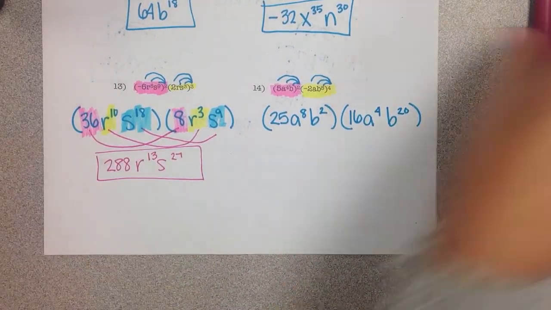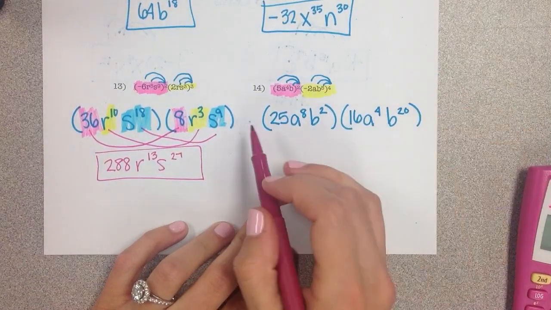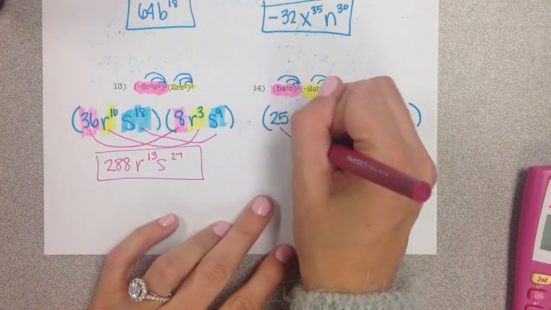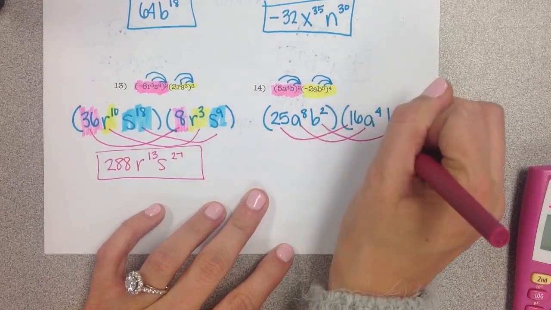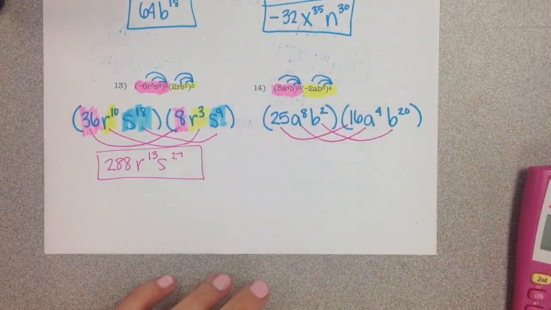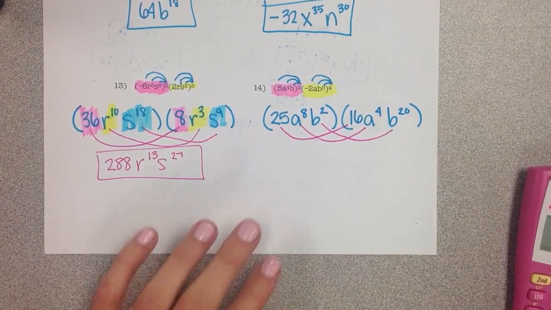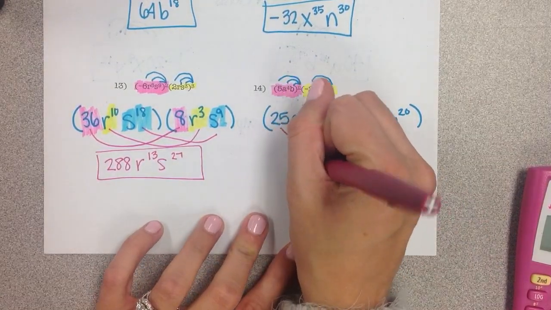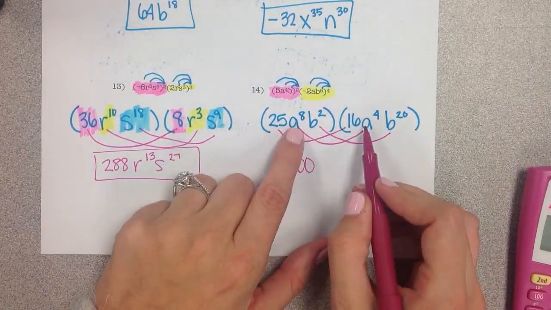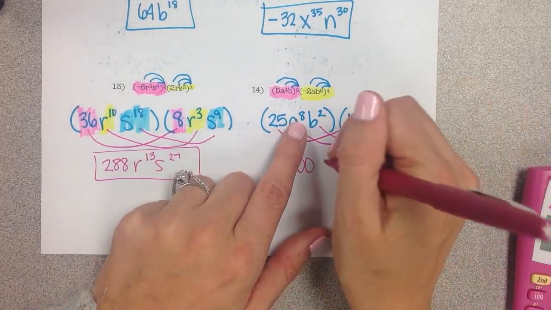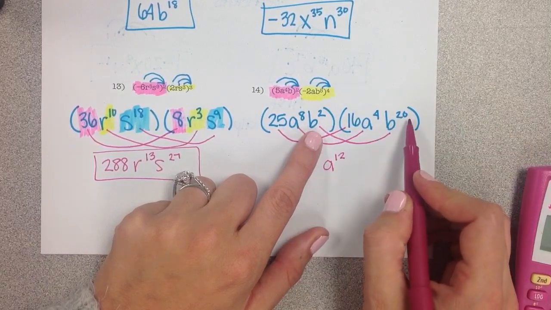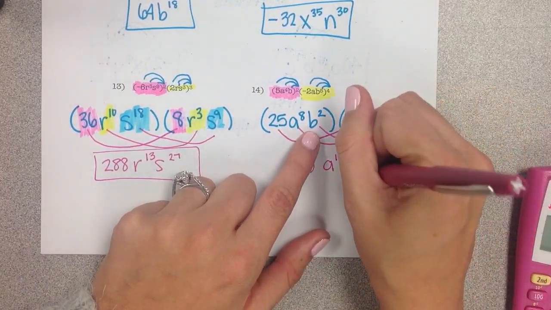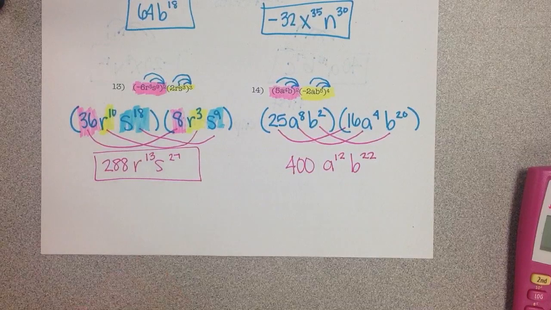Okay? Now we need to combine each part. We're multiplying, so we multiply numbers like we normally would, and we add the exponents for the variables. 25 times 16 is 400. a to the 8th times a to the 4th, we add. 8 plus 4 is 12. b to the 2nd times b to the 20th, 2 plus 20 is 22. Go ahead and do those U-tries if you haven't done so already from the previous page.